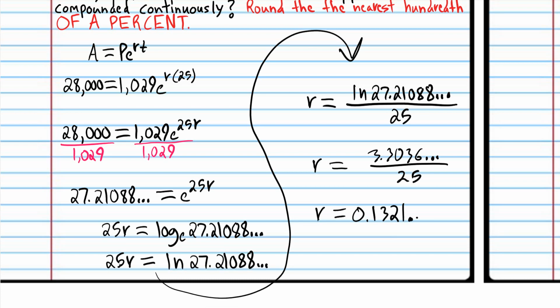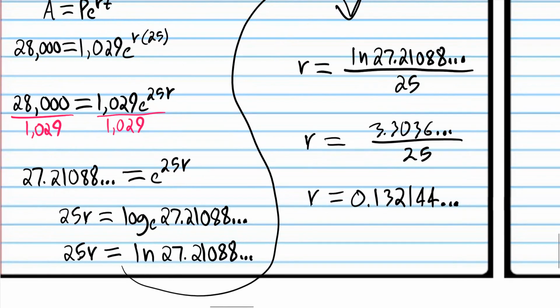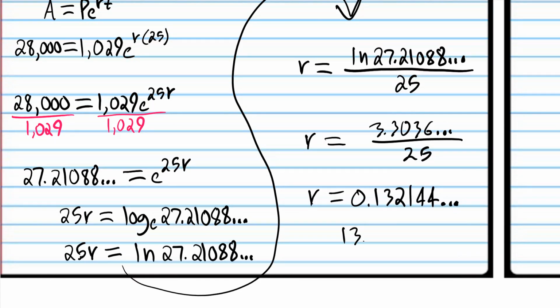We can just put ... meaning it keeps going, but we need to round to the nearest hundredth of a percent, and so that actually means that we need more digits. And then we can put a ... So if we change this to a percent, it's going to be 13.2144%, so on and so forth.